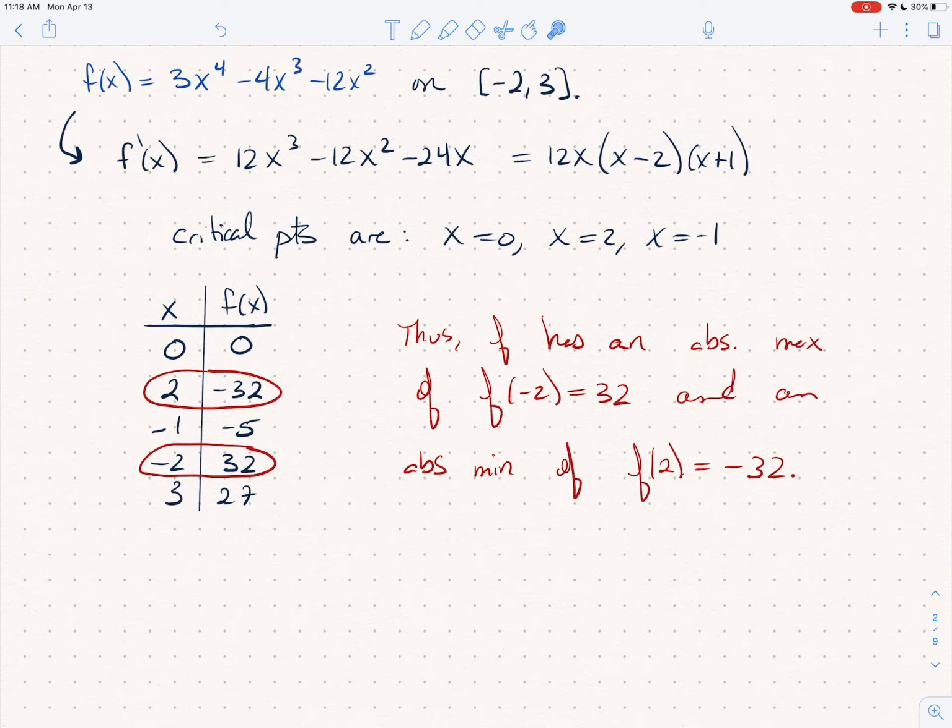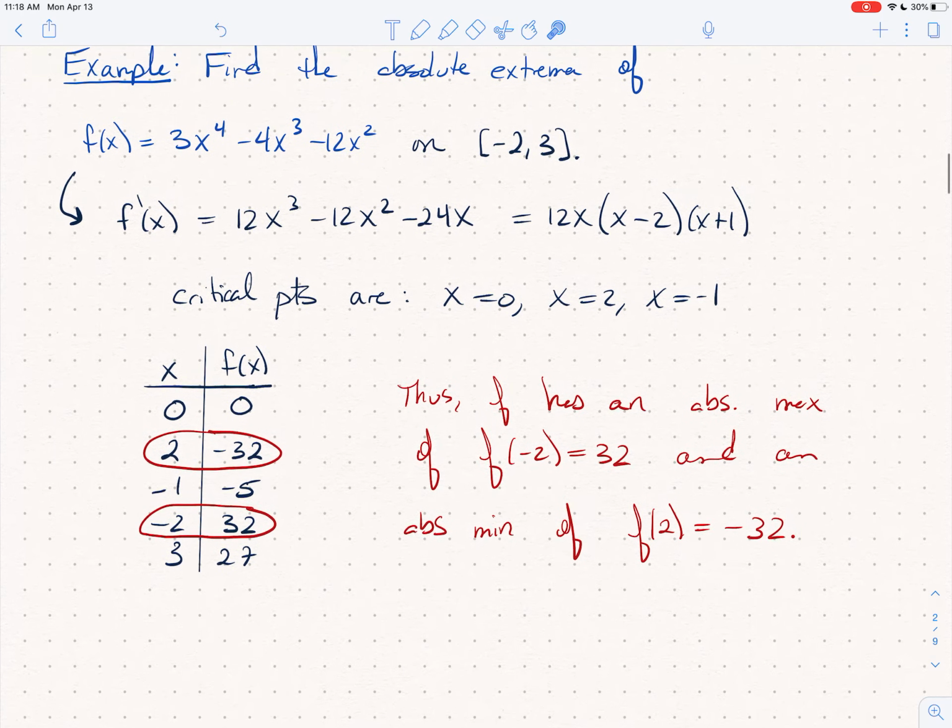One other comment, you'll notice that in this problem, I did not use the first derivative test. I didn't try to classify these as local mins and maxes. If you want to, you can. It turns out that 0 is a local max. There's a local min at 2, and there's a local min at negative 1. But none of that matters when it comes to finding the extreme values of this function on this interval. You just need the critical points and the endpoints.